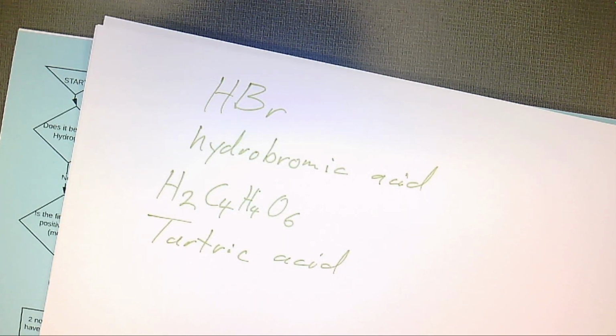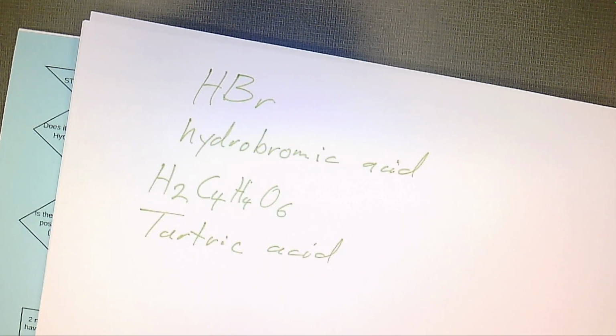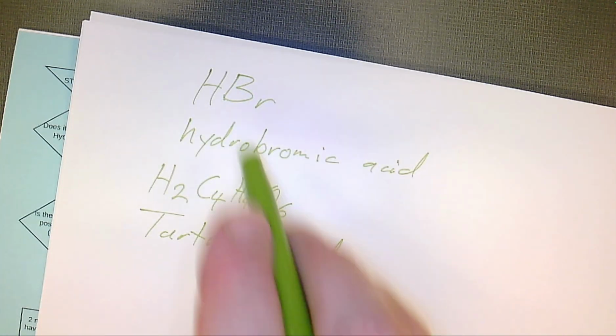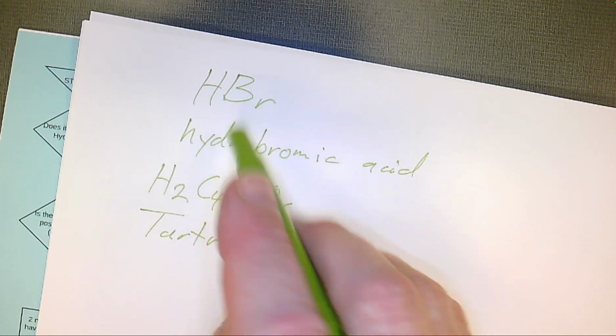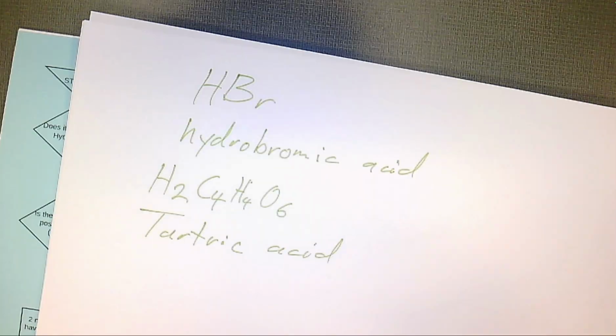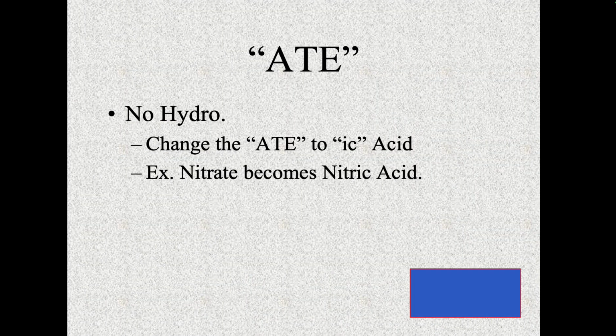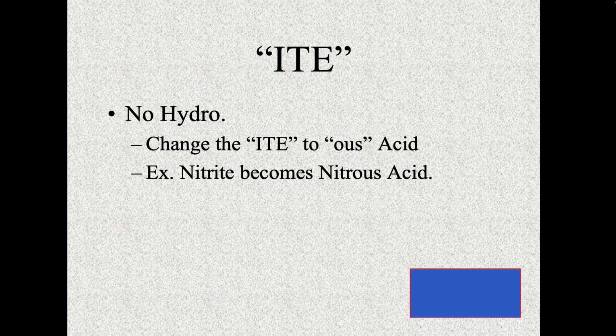Okay, now, we do not put hydro on these. Hydro only goes when it's binary. That's good, and it tells you no hydro, like on the slide. It says no hydro, and on the box on our flow chart, it says no hydro. That's why I thought if we go over these, that might help you for writing the formulas on the quiz. So no hydro because it's polyatomic.